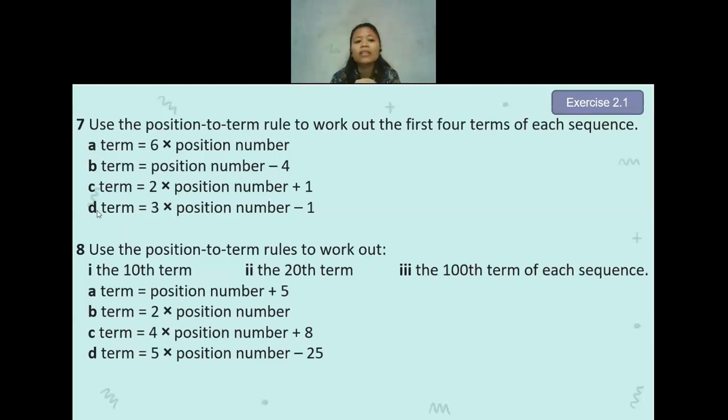Now let us find, this also already has the position to term rule. We need to find the first four terms. First four terms here means we need to find the first, the second, the third, and the fourth terms. So, what number will it be for the first term? Anyone want to help me to answer for the first term? What number will it be for the first term?